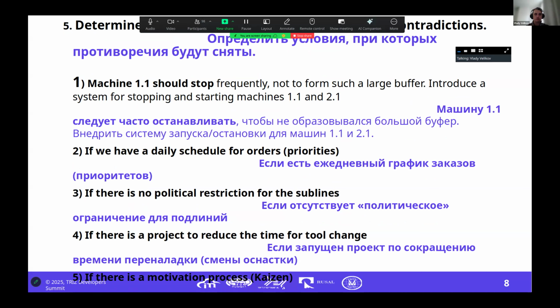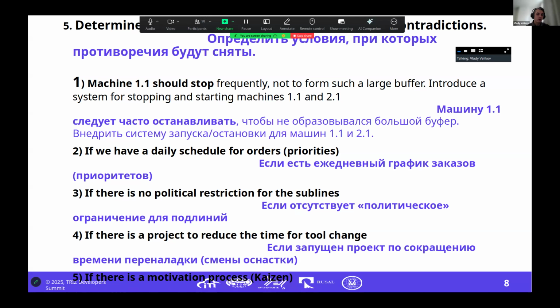We need a solution to reduce this large buffer. In my eyes, such big buffers are like a small warehouse, not buffers. Second, if you have a daily schedule for orders and priorities, we can have our ideal state. Third, there is no political restriction for the sublines. If we remove this restriction, it will be fine.